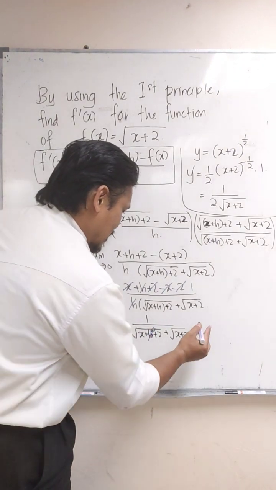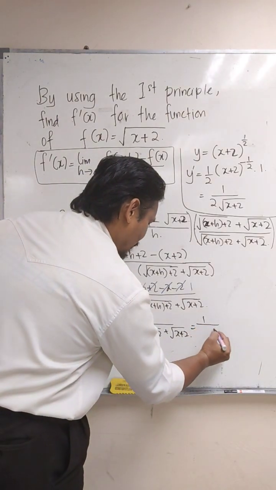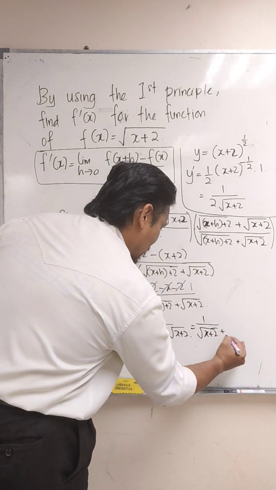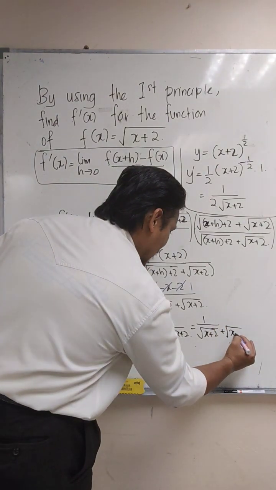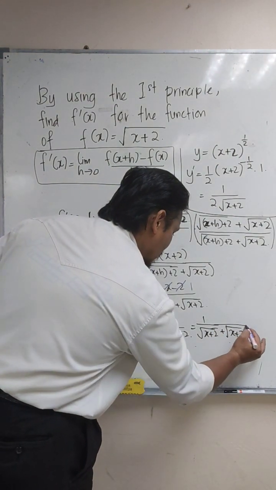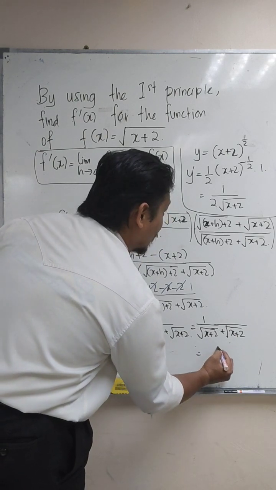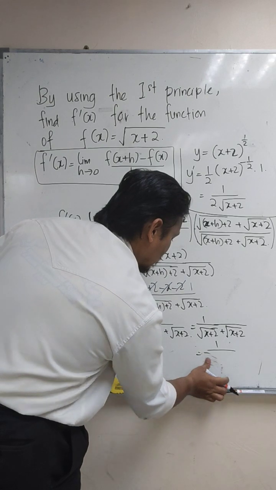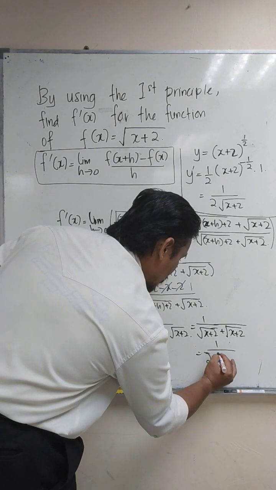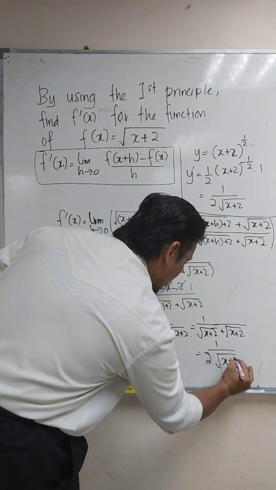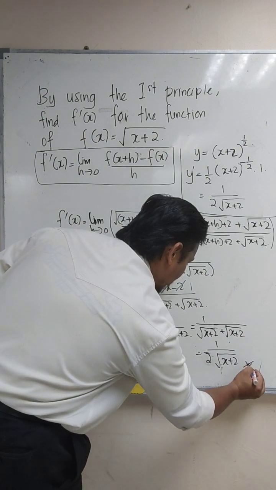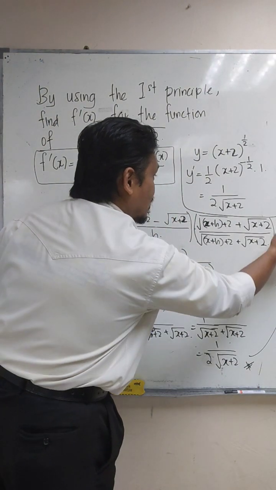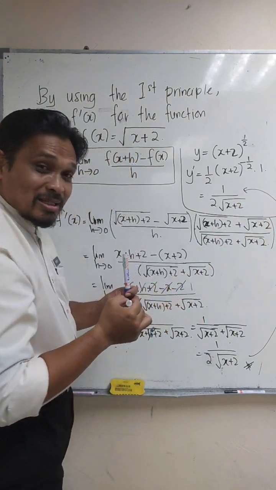Finally, it gives us 1 over square root of x plus 2 plus square root of x plus 2. Then it gives you 1 over 2 square root of x plus 2. Now, guys, girls, compare this with this one here. We get exactly the same.